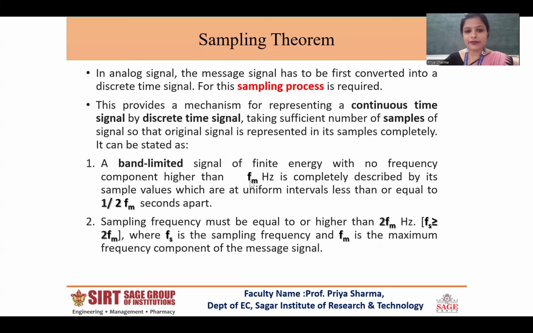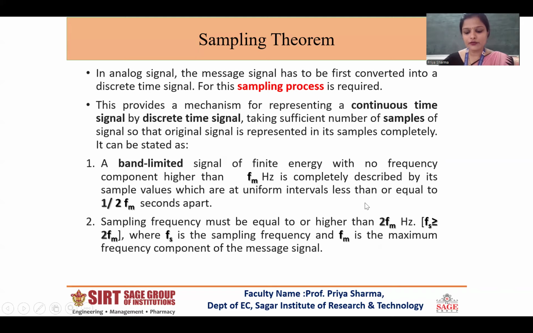For this, it can be stated in 2 points. First, a band limited signal of finite energy with no frequency component higher than fm, where fm is the maximum frequency of the message signal, is completely described by its sample values at uniform intervals less than or equal to 1 upon 2fm seconds apart. Then the sampling frequency must be equal to or higher than twice fm. That is, the sampling frequency fs should be greater than or equal to twice the maximum frequency of the continuous analog signal. Here fs is the sampling frequency and fm is the maximum frequency component of the message or continuous analog signal.